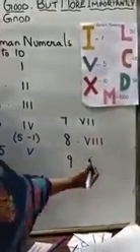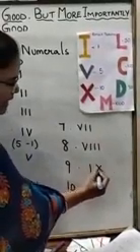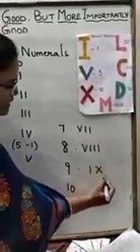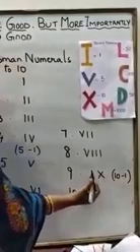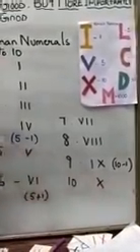9 again, it cannot be repeated 4 times. So, I and X. That is 10 minus 1. So, whenever you want to subtract a smaller value, it should be written before the greater value. And 10 is X.